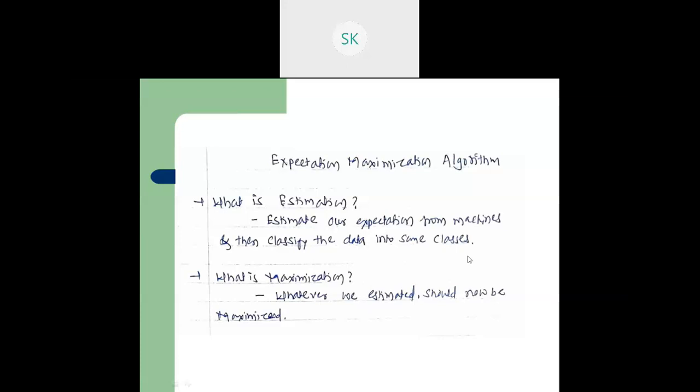Now, what is maximization? Whatever we estimated should now be maximized. We have prepared the model, we have estimated, and we classified the data. Based on the result, we find out whether things were done as per the estimation. Obviously they will be, because the model is prepared that way. Now our task is to maximize this classification with respect to the features. It is like providing a refinement or clearer formation of the classification task for which the model is designed.